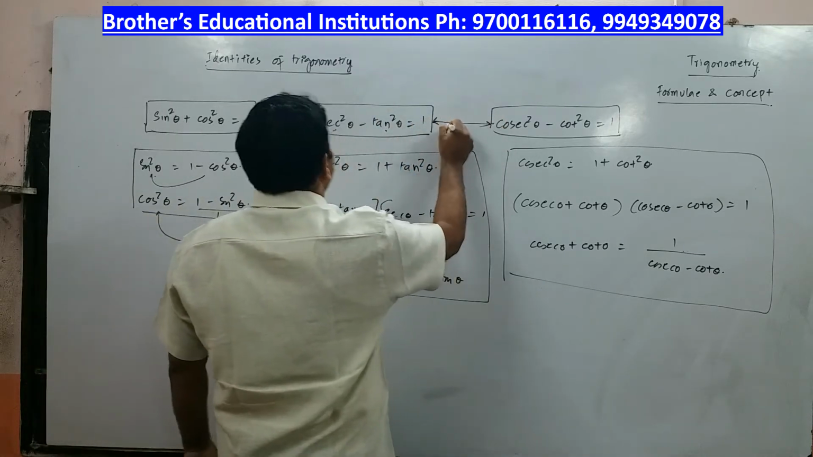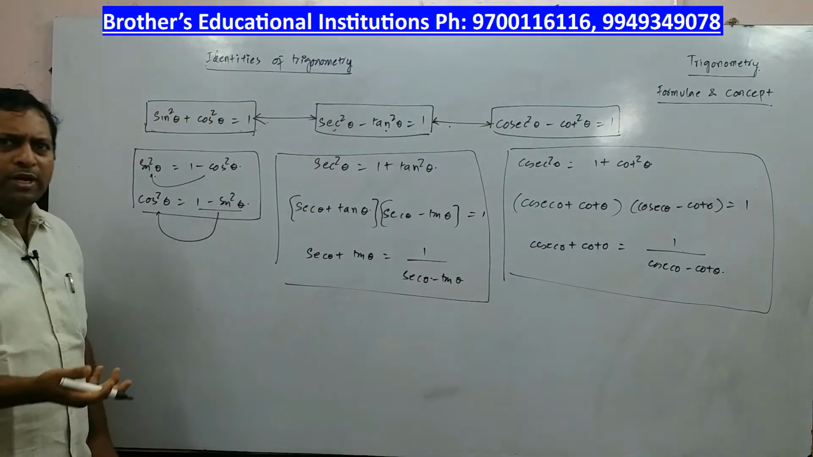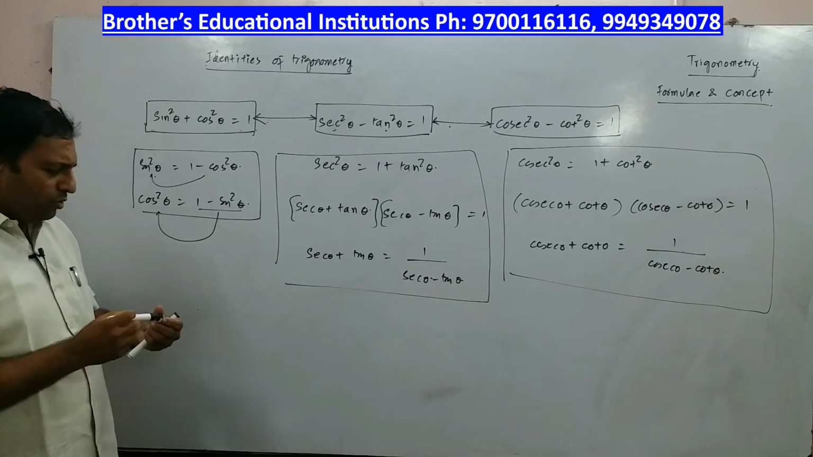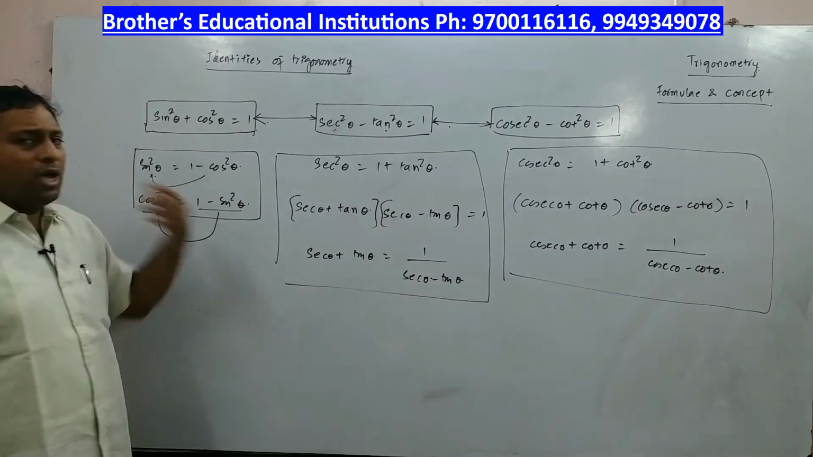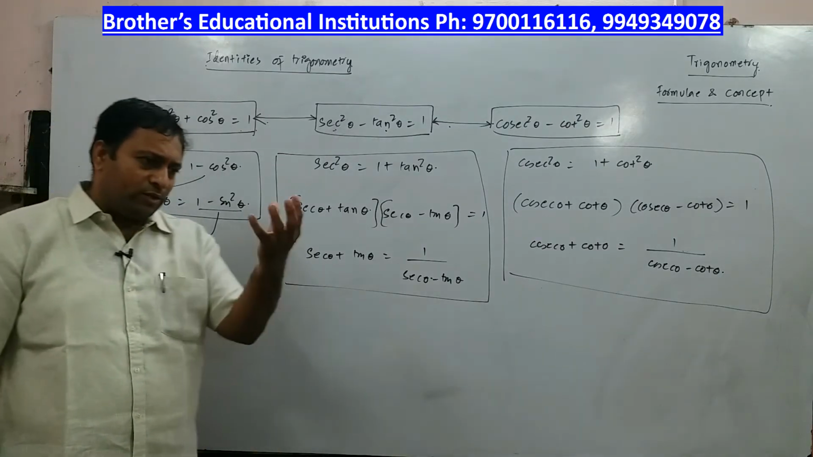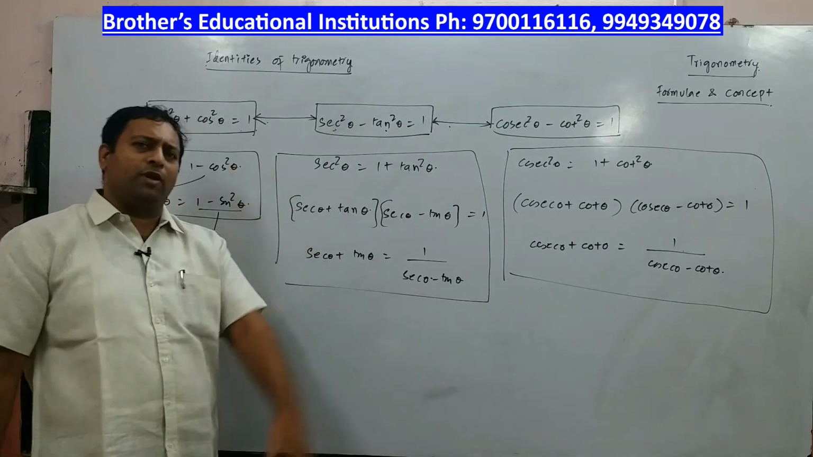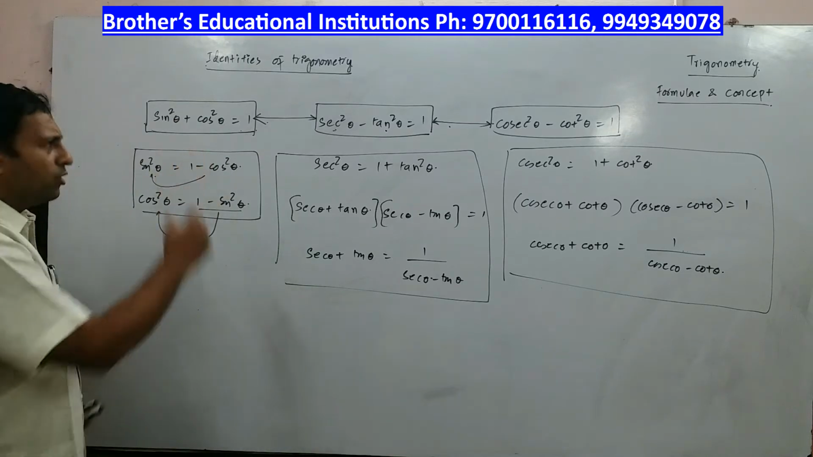However, if you want, I can show you how these identities can be proved. It is a very simple thing. What I want you to do meanwhile is just pause the video, copy these identities, and I'll try to prove how we got sine square theta plus cos square theta is equal to 1, so that you will understand and you can remember for a longer time. So please pause the video and copy down.